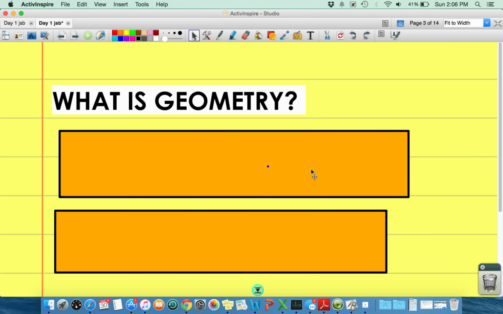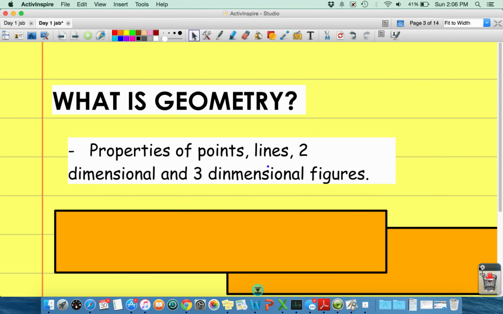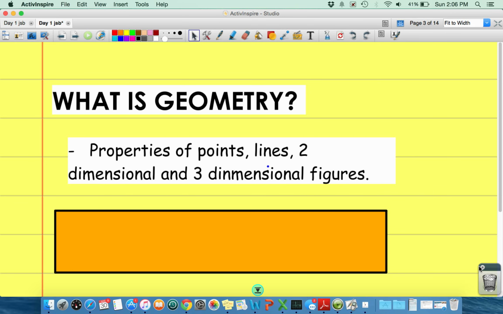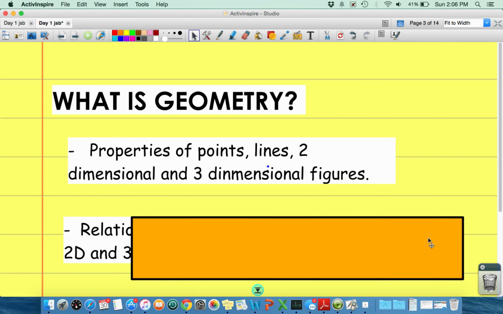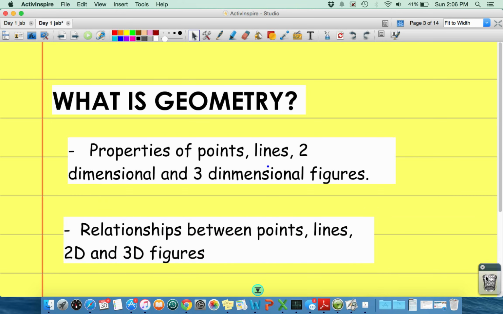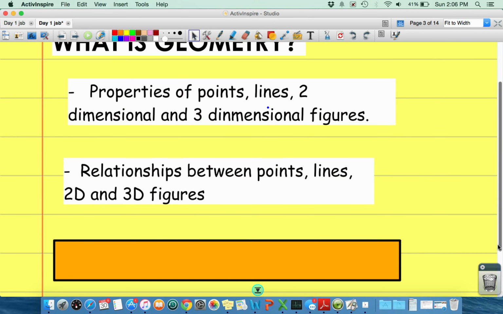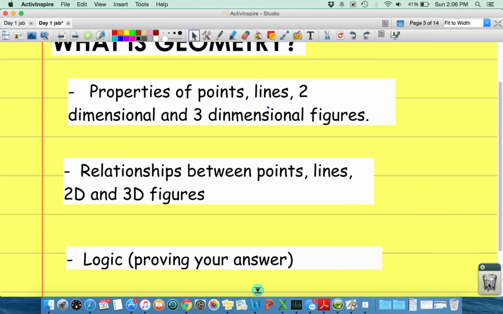Geometry is properties of points, lines, two-dimensional and three-dimensional figures. I know dimensional is spelled wrong, don't worry about it. The relationships between points, lines, and two- and three-dimensional figures. And the first unit we're starting with is logic, which is proving your answer.